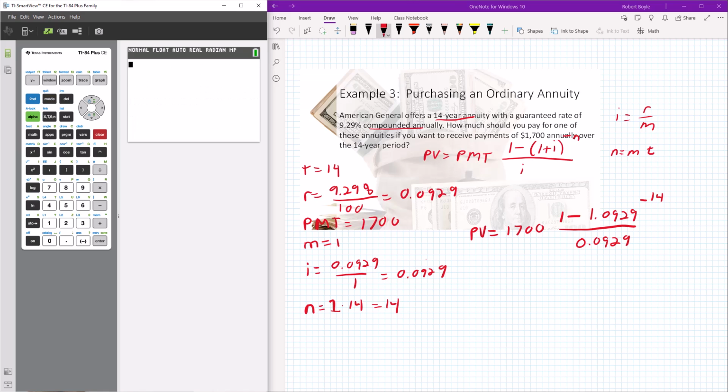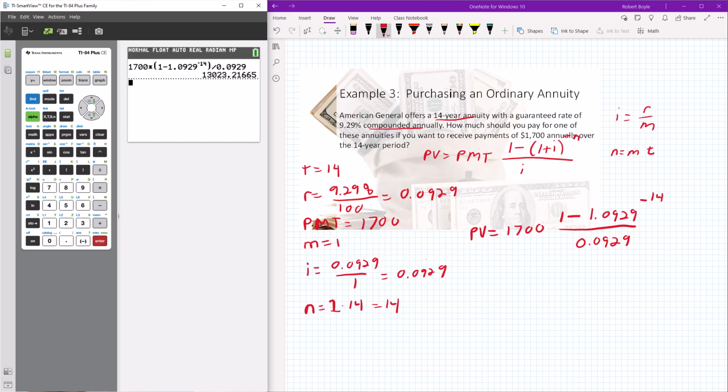Brings us back to here. Let's clear all this. To do that, we could pretty much just write this in the way that we see it. That would be 1700, my apologies, times, parenthesis, 1 minus 1.0929 raised to the negative 14th power, get out of the exponent, close the parenthesis, divided by 0.0929. Hit enter, and that is our answer.